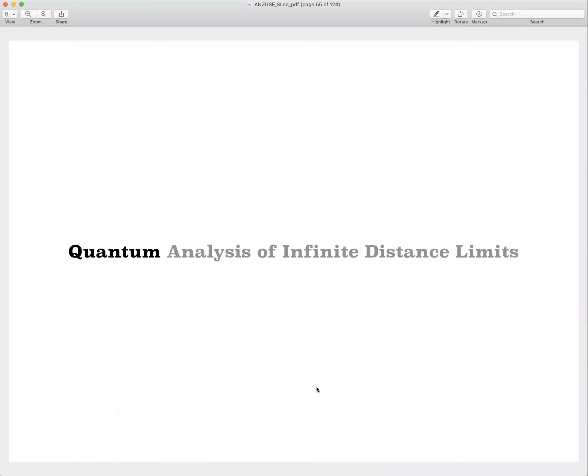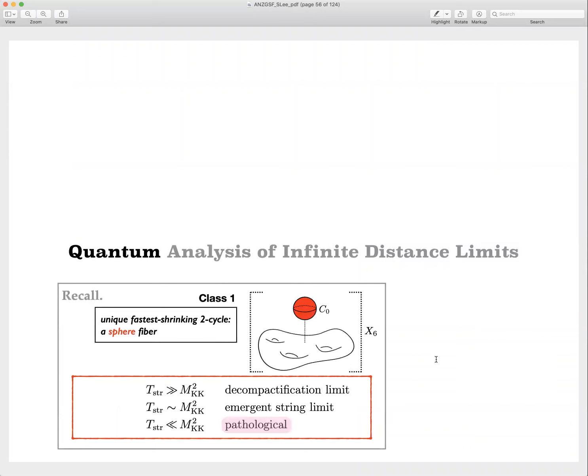Good. Now, to complete the story, I will briefly comment on our quantum analysis, and will in particular discuss the fate of this pathological regime that we just bypassed earlier. Recall that for class 1 limits, we had this bad situation where the heterotic string scale is set far below the Kaluza-Klein scale. And what I'll address now is that such limits are eventually obstructed by quantum effects.